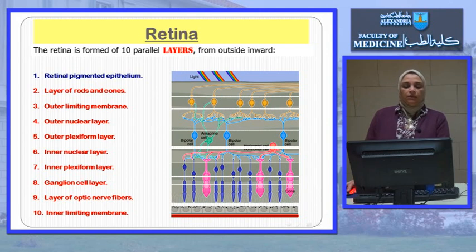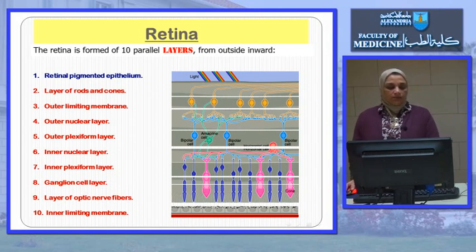And the innermost layer will be the inner limiting membrane. What is this inner limiting membrane? Formed of what? Remember, the outer limiting membrane is the tight junction between Müller cells and rods and cones, while the inner limiting membrane is the basal lamina of the Müller cell. So the Müller cell extends from the inner limiting membrane to the outer limiting membrane, here by tight junction and here by their basal lamina.